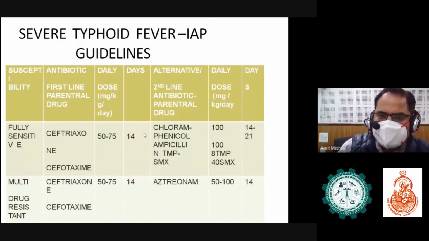In a severe typhoid fever, the drug of choice is ceftriaxone. This is basically 50 to 75 mg per kg per day, or 2 gram per day, for 14 days, BD.